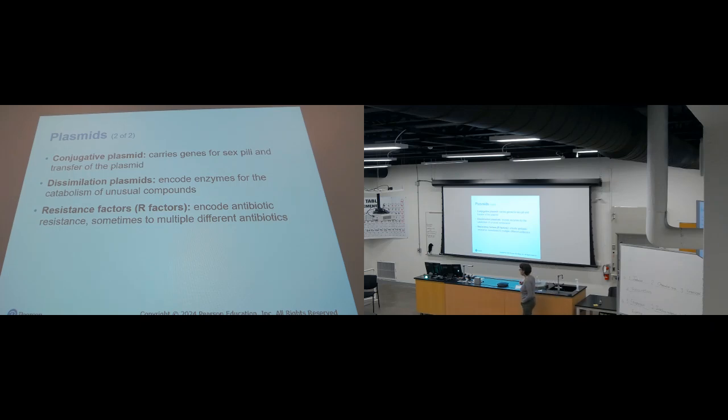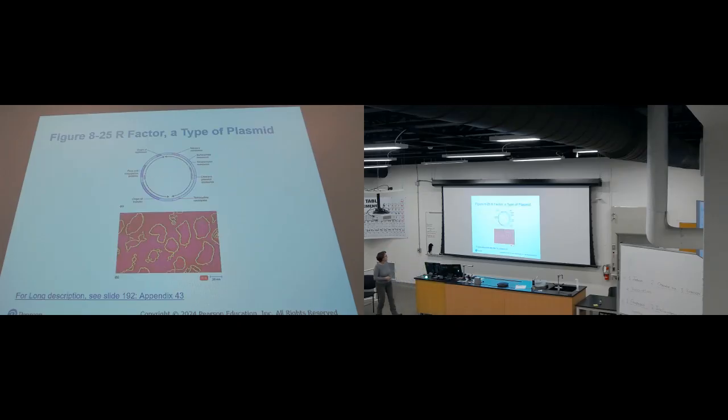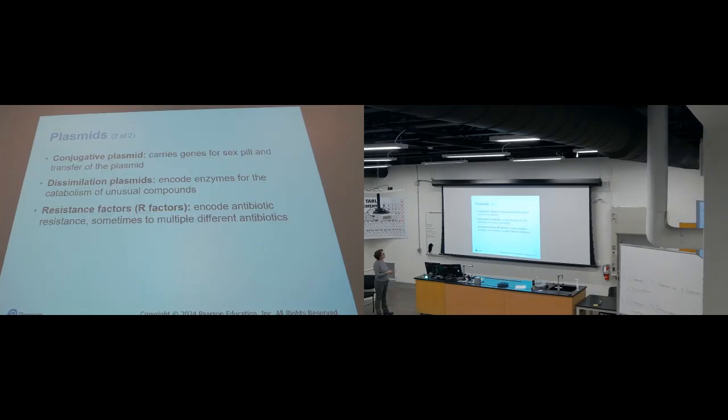And then in the case of the previous example, we saw multiple antibiotics, including tetracycline and chloramphenicol resistance, which will be together with this one, the mercury resistance. Mercury resistance in this case will be dissimilation, and then the other ones will be R factors.